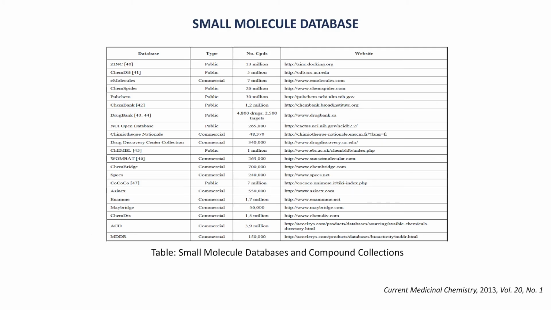There are various chemical databases that are available online. Some of them are in the public domain and some are commercially available. As you can see in the table, these are the different chemical databases that we can use for identification of fit compounds against your target protein.